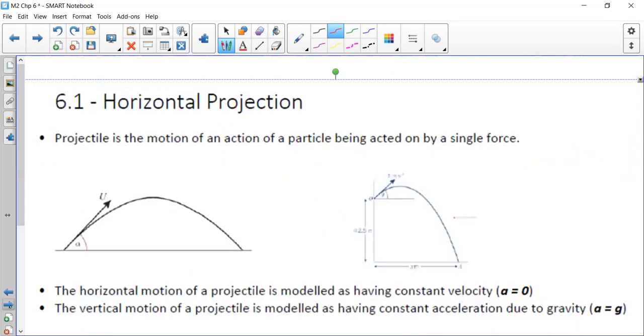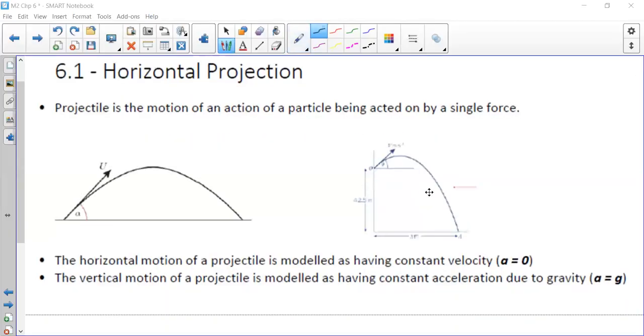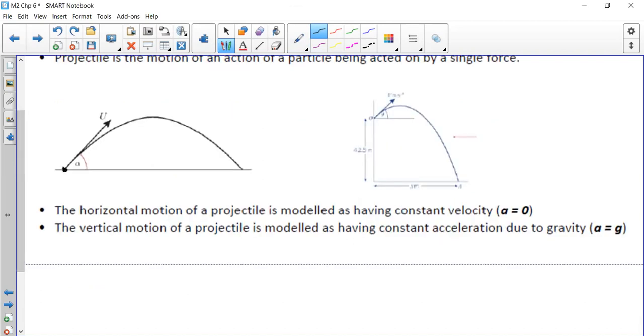Let's have a look. 6.1, horizontal projectiles. As I mentioned, projectile is the motion of a particle being acted on by a single force. So we have seen here an imaginary particle shooting in that direction, shooting at an angle. You can see an angle alpha, it comes back down, etc. So these are what we're looking at in this chapter, projectile.